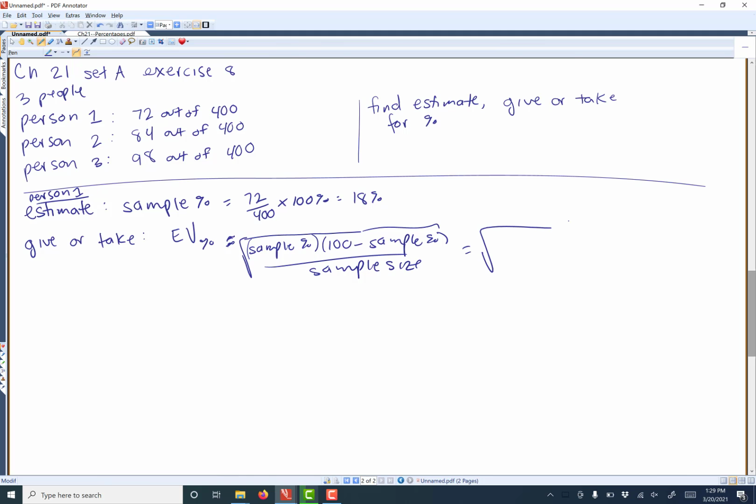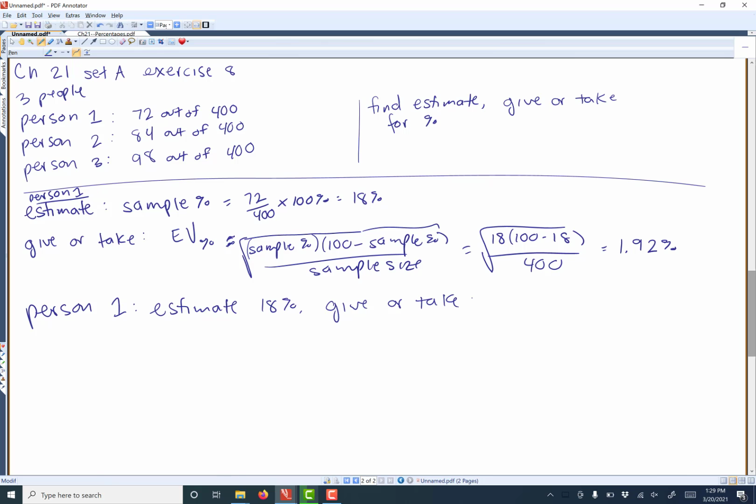Okay, so this should be the square root of 18 times 100 minus 18 divided by 400. Make sure you use a lot of parentheses when you put it in your calculator. And I get 1.92%. So person 1 is going to have an estimate of 18%, give or take 1.92%. So that was person 1.